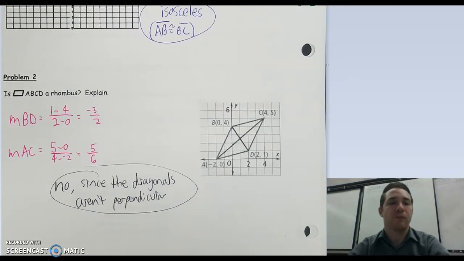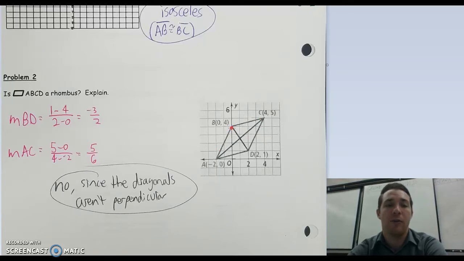So there are a few different ways to tell. We could tell if it's a rhombus if I find the distance of all the sides. I can tell if they're the same. But something that's a little bit quicker is if I look at the diagonals. What we can remember is that the diagonals of a rhombus should always be perpendicular.